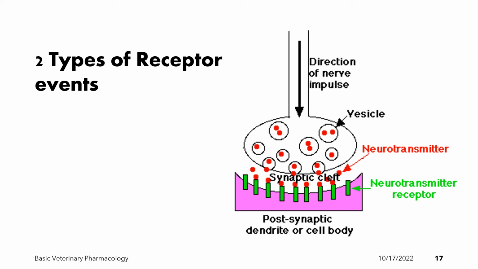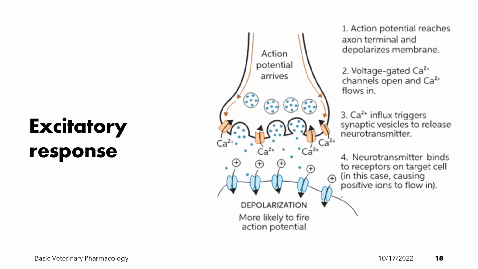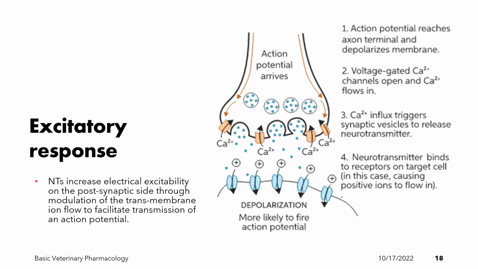So there are two types of receptor events. The neurotransmitter could induce excitation, or it could induce inhibition. There are certain types of neurotransmitters that are excitatory in nature, while there are also those that are inhibitory. An excitatory response happens when the neurotransmitter increases the electrical excitability on the postsynaptic side through modulation of the transmembrane ion flow to facilitate transmission of the action potential.